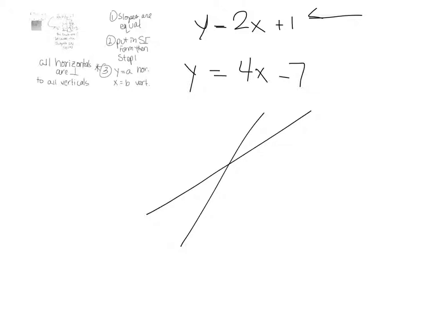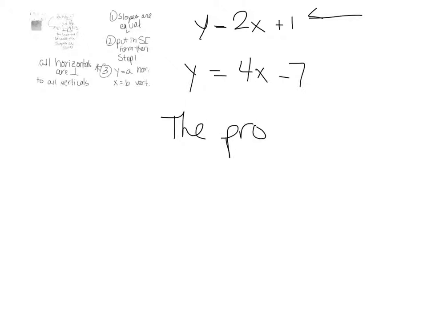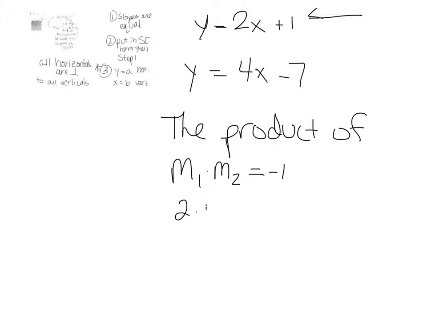My specific reason is the following reason, and here it comes. For two lines to be perpendicular, the product of their slopes must be negative 1. Let's investigate this one. What's 2 times 4? Equals 8. Does that equal negative 1? So I can now say that the first two lines are not perpendicular.